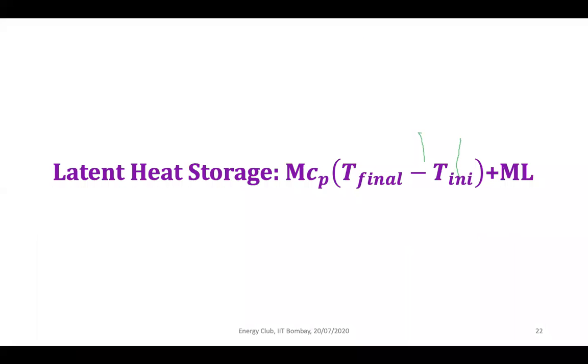So coming to the next part, which is the latent heat storage. Here you see that we have m Cp ΔT, but plus some other term, which is basically the mass of the material times the latent heat. So some extra term is coming in latent heat storage compared to sensible heat storage. That's why we expect that the energy density is high in latent heat thermal energy storage.